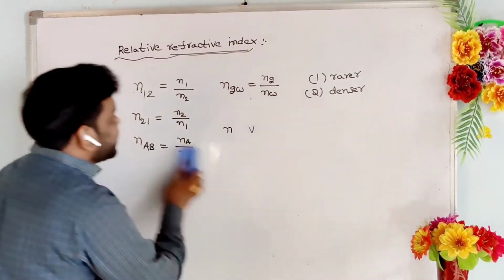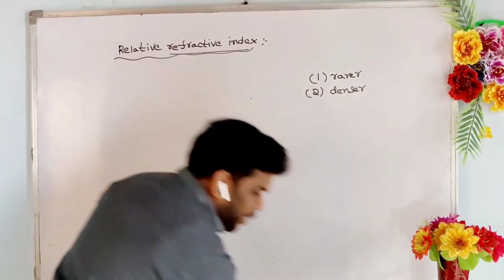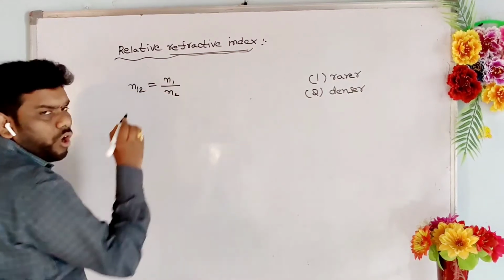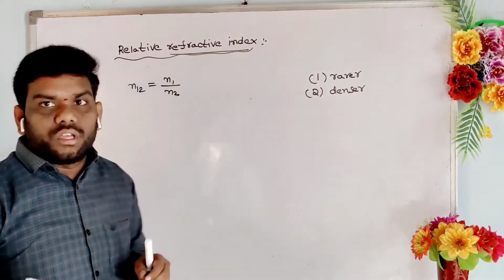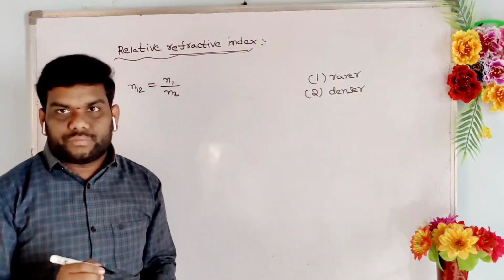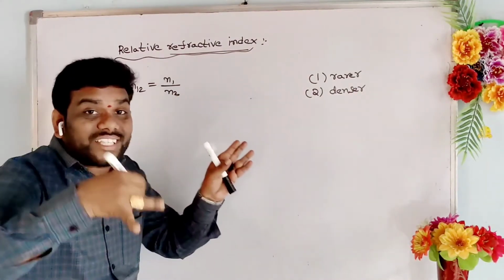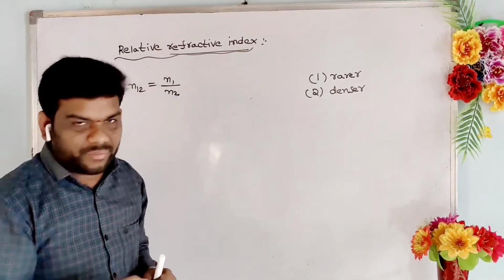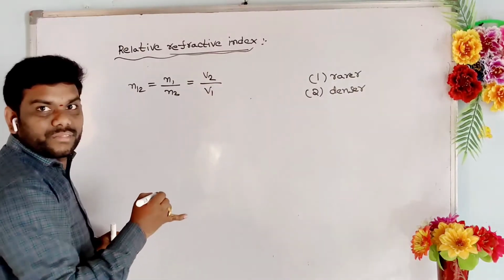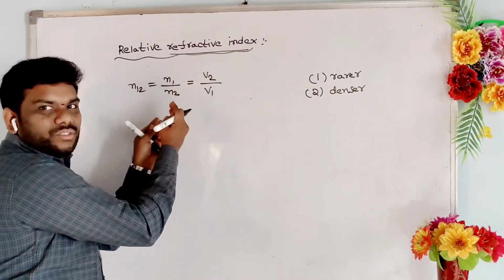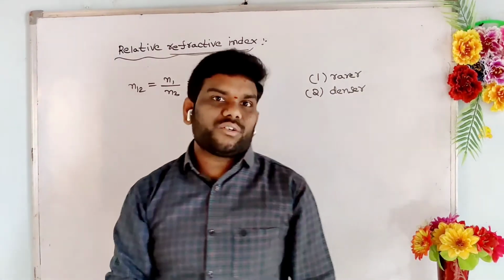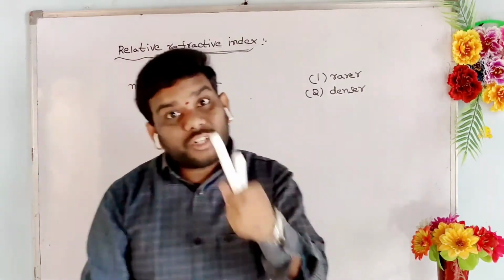Then what is the answer? For example, n12 is equal to n1 by n2. Already I told, n1 by n2. So refractive index n12 is equal to n1 by n2. Now what is the inversely proportional factor? Speed of light. Then the answer will not be v1 by v2, it will be v2 by v1, because of the reverse. For whom is it reverse? v is reverse to n. That's why n12 is equal to n1 by n2, and in terms of v, v2 by v1.